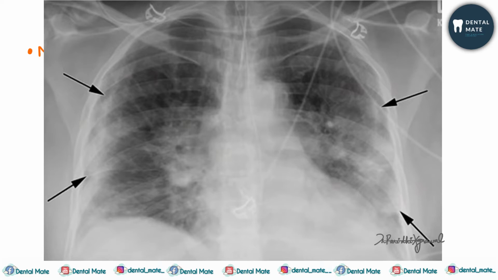What we can see here marked with arrows is a bilateral patchy and confluent band-like ground glass and consolidative opacity in peripheral mid to lower lung zone. Okay, so this is basically a diffuse hazy opacity which is seen. This is known as the ground glass opacity.